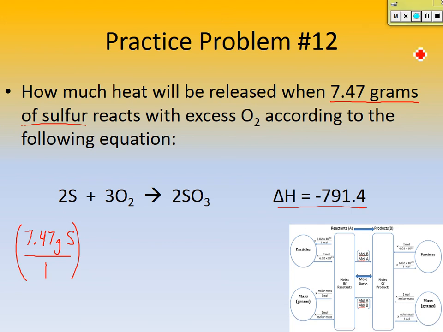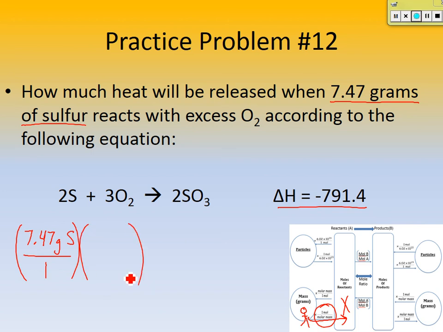Okay, so let's see how you did with this problem. I went ahead and underlined what it gave us, 7.47 grams of sulfur, and I underlined that delta H is negative 791.4. And so I wanted to pick up the problem from right here. We need to go from grams of sulfur to moles of sulfur. So if we're on the roadmap, we're right here at grams, and we want to go to moles. So we're going to go across this bottom bridge and multiply by that conversion factor.